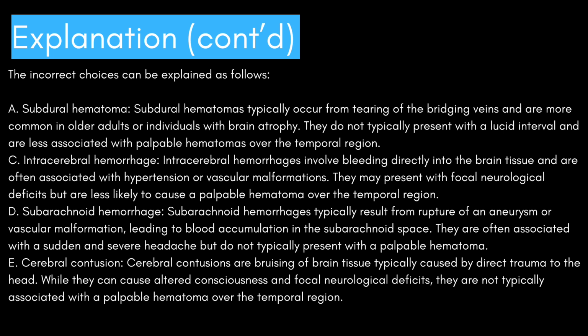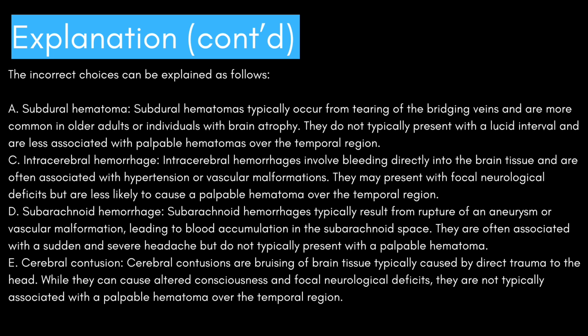C. Intracerebral hemorrhage. Intracerebral hemorrhages involve bleeding directly into the brain tissue and are often associated with hypertension or vascular malformations. They may present with focal neurological deficits, but are less likely to cause a palpable hematoma over the temporal region. D. Subarachnoid hemorrhage. Subarachnoid hemorrhages typically result from rupture of an aneurysm or vascular malformation, leading to blood accumulation in the subarachnoid space. They are often associated with a sudden and severe headache, but do not typically present with a palpable hematoma.